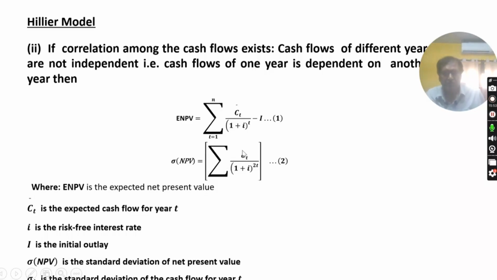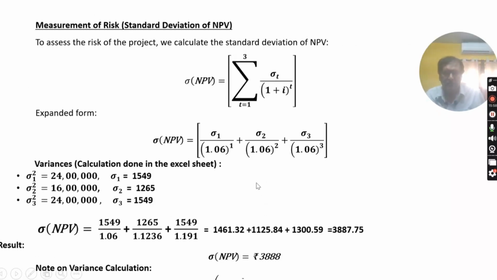In this case, it is not required to square it. Simply, it is to be added and divided by this. This is the formula. And the same problem we have calculated with this formula for the case of correlated cash flows. You will see this is the sigma 1 square value, and this is the sigma 2 square value, and we take the square root to get sigma 1, and then you will get the value of risk is this.